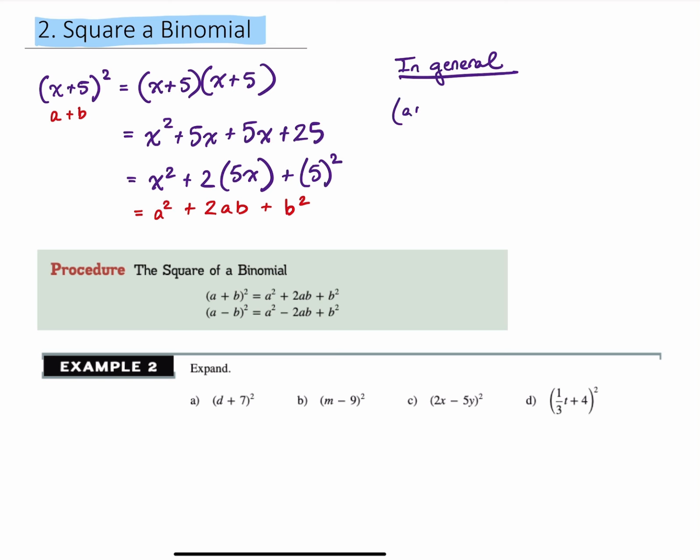So I have something like a plus b squared. That should give me a squared plus 2 times a times b plus b squared. And if there's a subtraction, if this is a minus b squared, we'll still get this double middle term, but they would both be negative. So we still have an a squared. The only difference is we'll have minus 2ab instead of plus. And we'll still have plus b squared because the negatives will cancel, become positive.